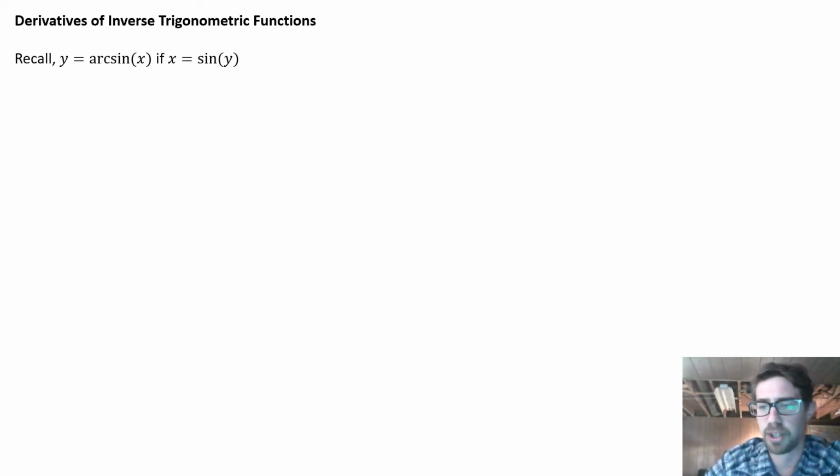Let's review a little bit what an inverse trig function is. y equals arcsine of x if x equals sine of y. So that's all that means. I don't use the notation sine with a little -1. I don't like that notation. It's not wrong to use. Your book probably does. But I use arcsine for the inverse of the sine function, arctangent, arcsecant, etc.